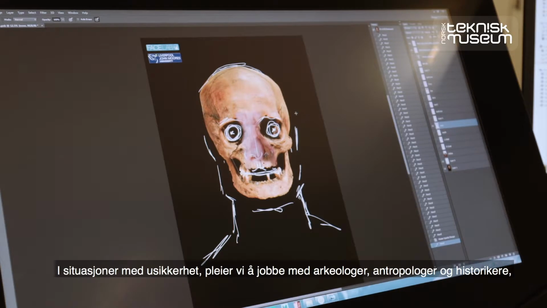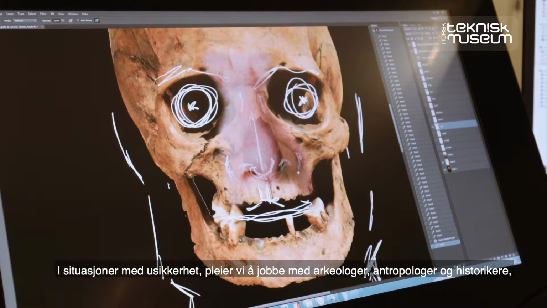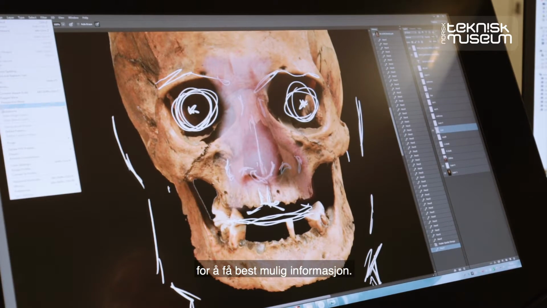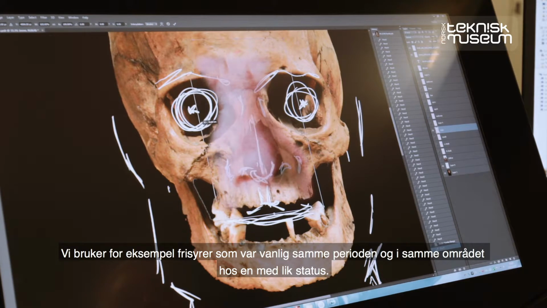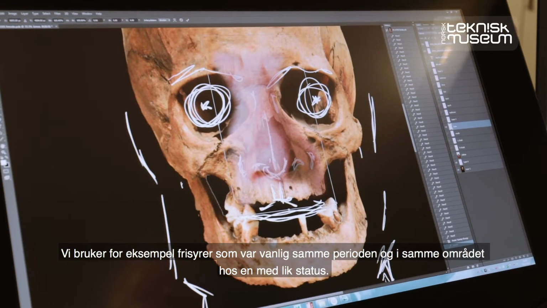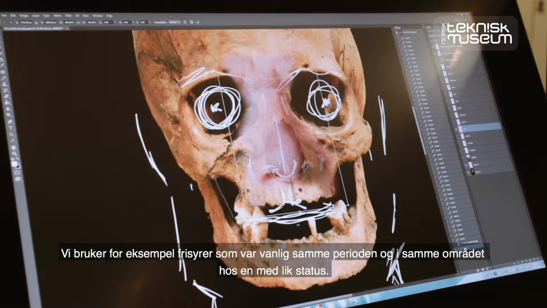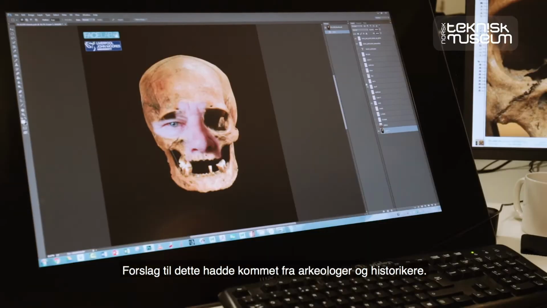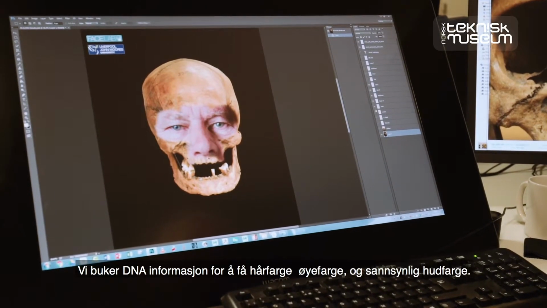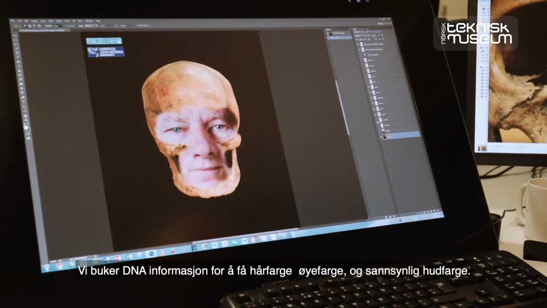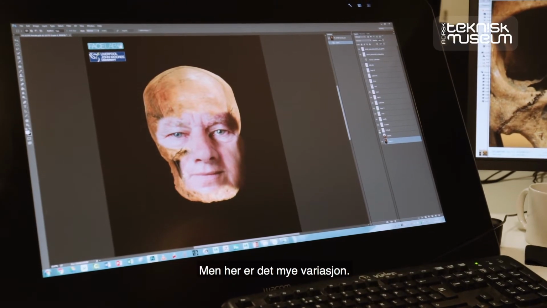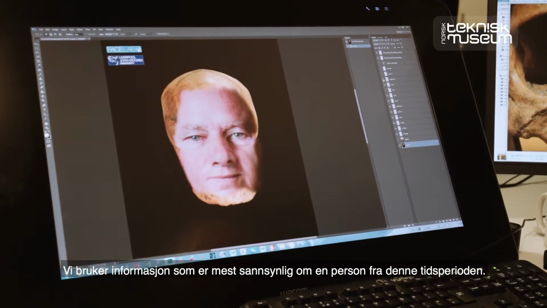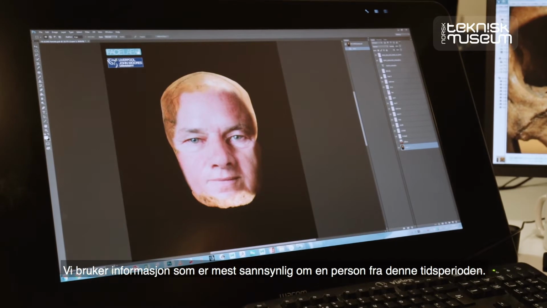So in those situations we tend to work with the archaeologists, with the anthropologists, with the historians to get the maximum amount of information that we know. We tend to use, for example, hairstyles that are common from that period of time, from that part of the world, from somebody of that status. That would be suggested by the archaeologists and the historians. We would work from the DNA data to give us the hair colour and eye colour and likely skin colour, but of course there's a lot of variation in that. So we'll go with the most likely based on what we know about those people from that period of time.